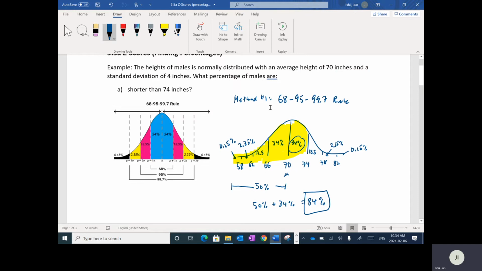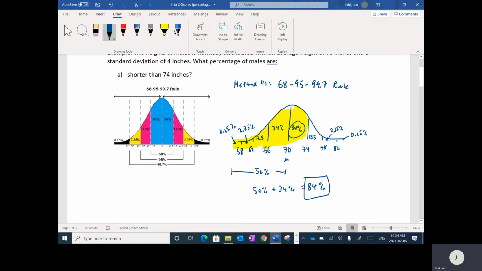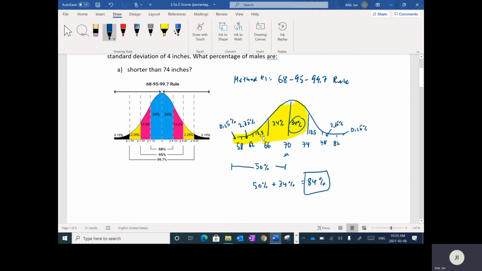Okay, so this is using the stuff we did last lesson, right? The 68, 95, 99.7 rule. All right, so the answer there would be 84%. Okay, so again, I took 50%. So these 4 sections I added to 50% because that's the lower half of the mean, and then I added the 34%. Okay, so for a total of 84. All right. So hopefully that's review. You guys were able to see that.